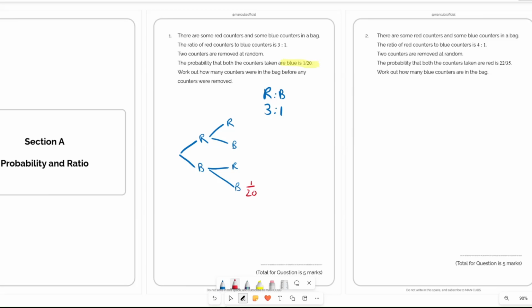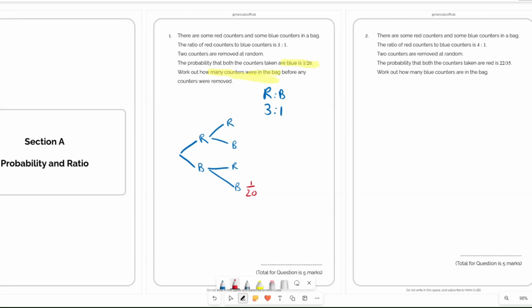Since we know the ratio between red to blue counters, we can say that the probability of taking a blue counter is going to be 1/4, and the probability of taking a red counter is 3/4. But, there's a big but. We're not going to do that, because our primary goal in this question is to work out how many counters were in the bag. The denominator, when it's not simplified, tells you what the total number of that thing is. So we need to try and find what that is.